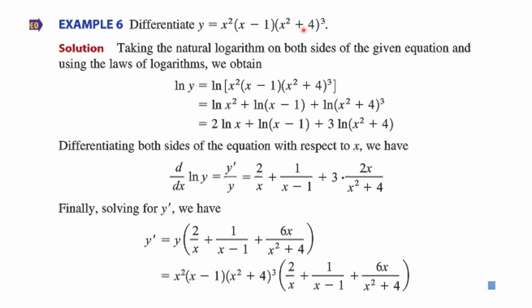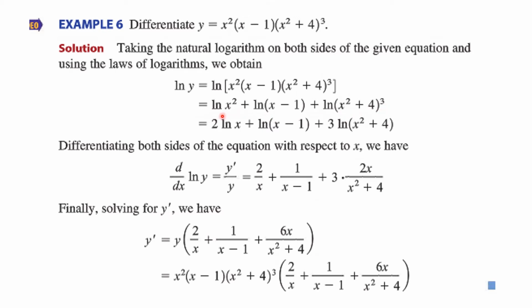So we start with y equal this business, and then we'll take the natural logarithms of both sides. So the ln of y is the ln of all of this business. And then, since this is a product of functions, this is the same thing as the ln of x squared plus the ln of x minus 1 plus the ln of (x squared plus 4) whole cubed.